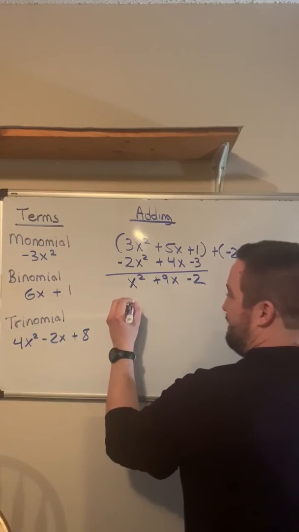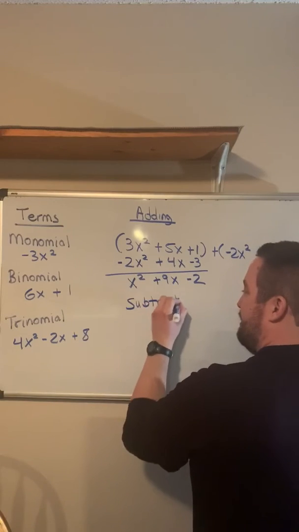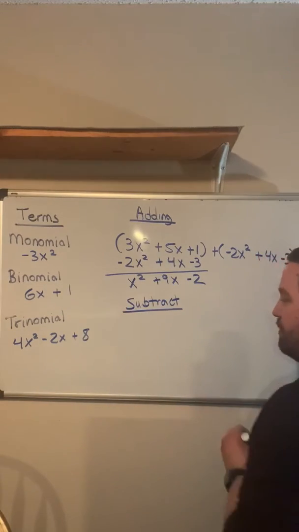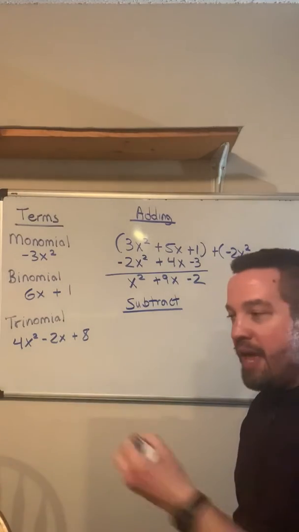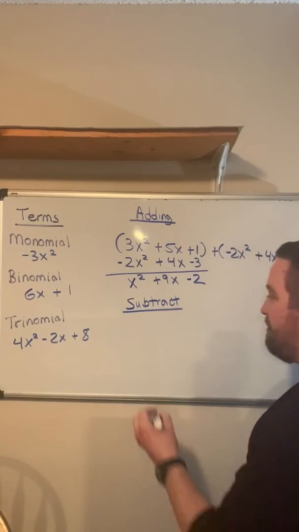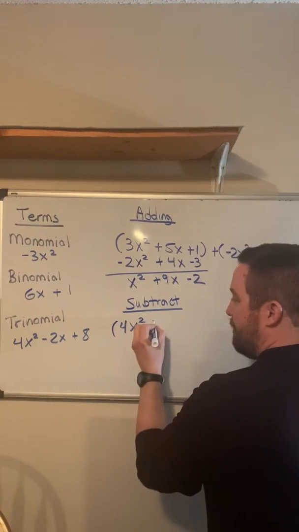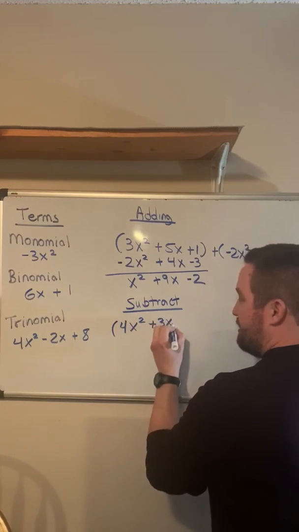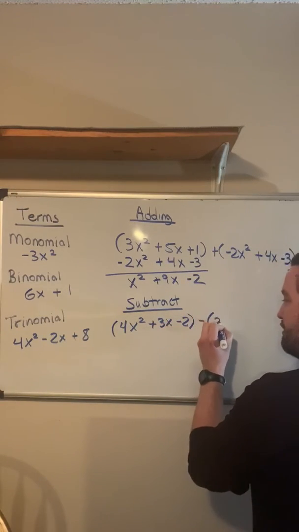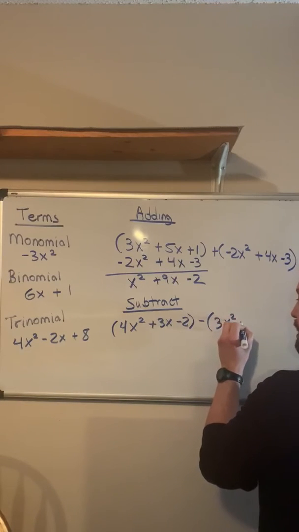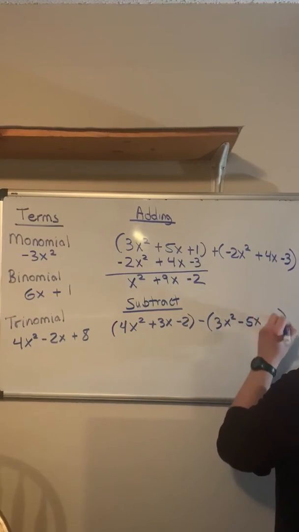Now, let's talk real quick about subtracting. If we remember, when we subtract these terms, all we're gonna do is take our second set in a trinomial and make everything into its opposite. So if I was to have 4x squared plus 3x, and that's -2, and I'm gonna subtract 3x squared, let's go negative 5x, and then a +1.